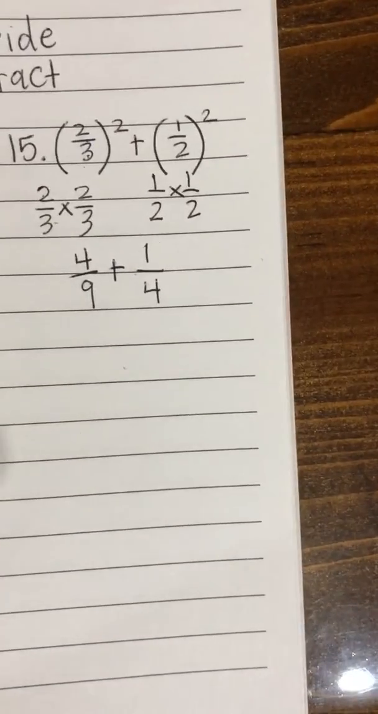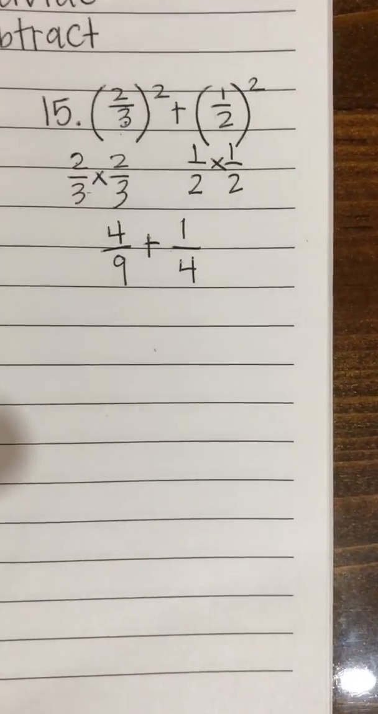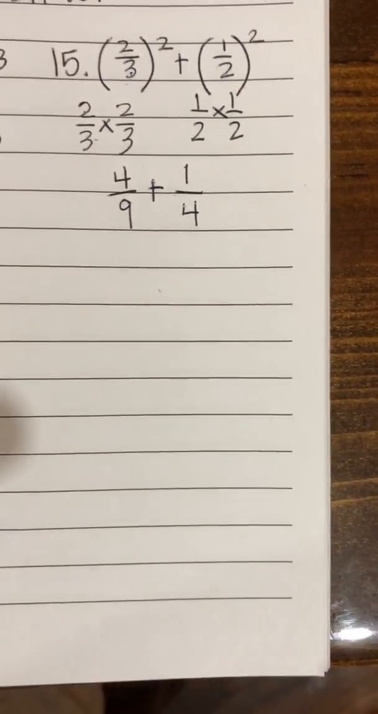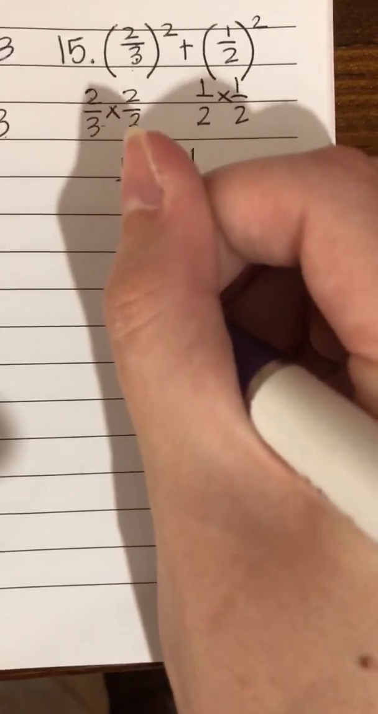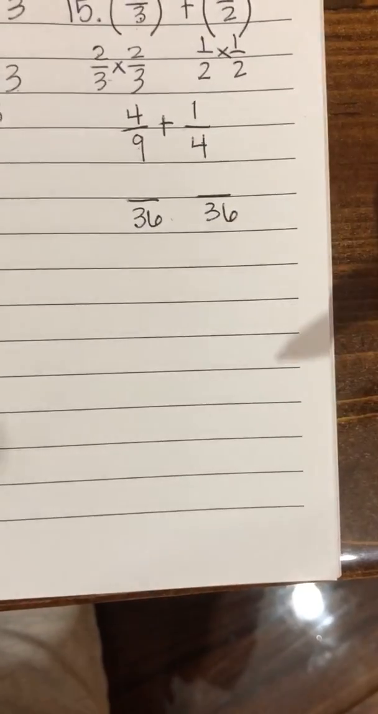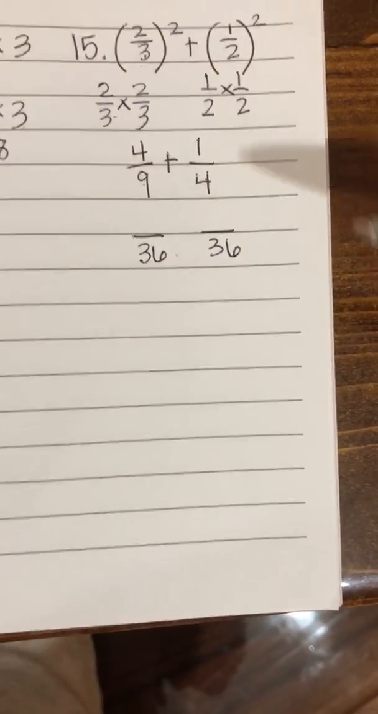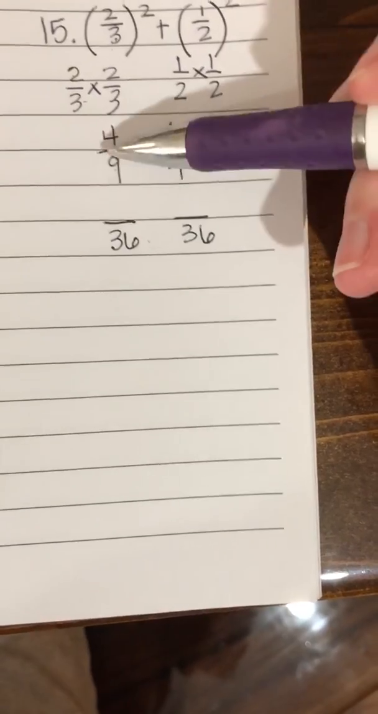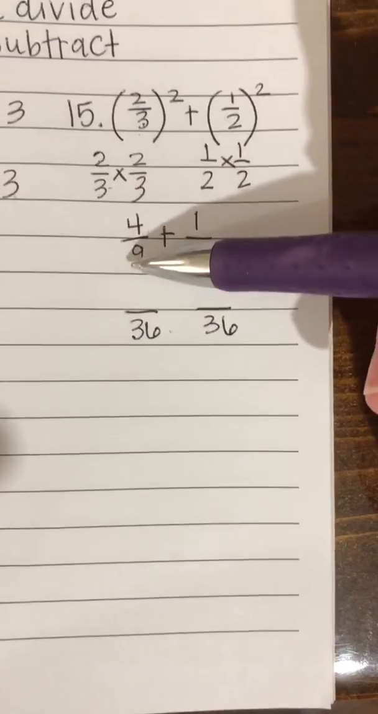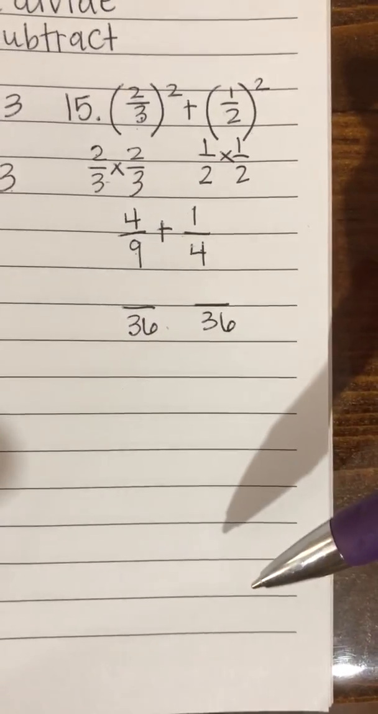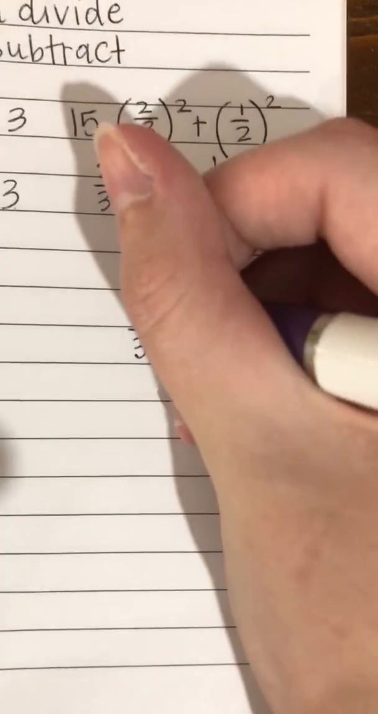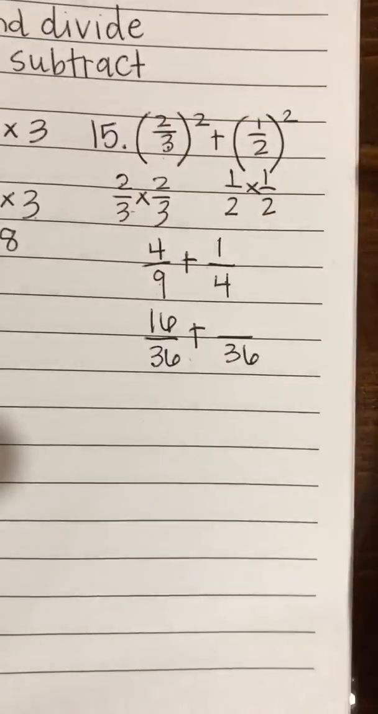Now, the problem with this is that I have to have the same denominator to be able to add. So we're going to change this denominator on both of our fractions to 36. Now, I chose 36 because I can multiply 9 times 4 to get our common denominator. Now, when I'm changing these fractions, if I change the denominator, I also have to change the numerator. 9 times 4 is 36. If I do it to the bottom, I do it to the top. 4 times 4 is 16. I still have my plus sign.